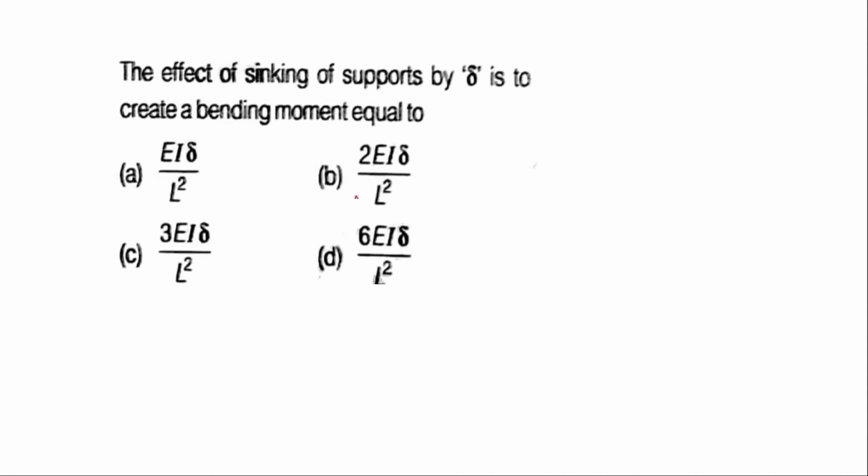Okay, then comes the next question on the next slide. The effect of sinking of support by delta is to create a bending moment equal to how much? We have to find out what happens if there is a sinking of support. If the support is here, after sinking the support settles down like this. So this will be delta and this will be the sinking of support. Now for this sinking of support, the bending moment developed will be how much?